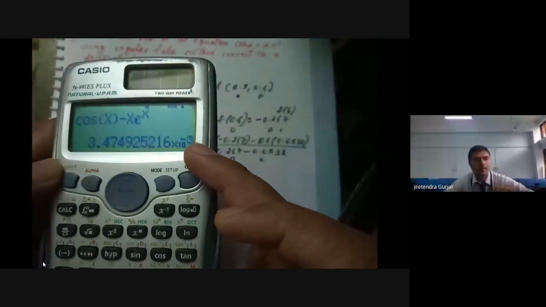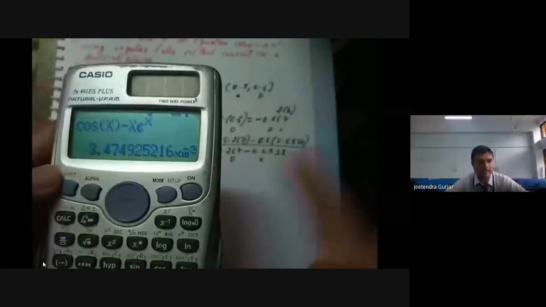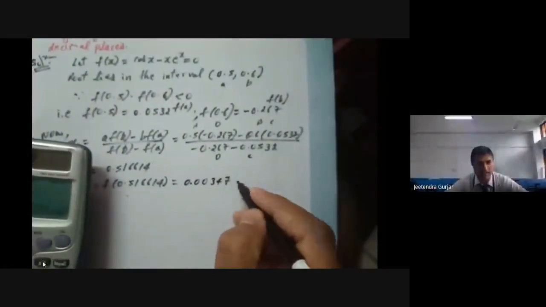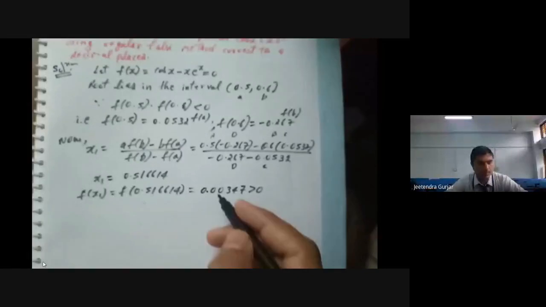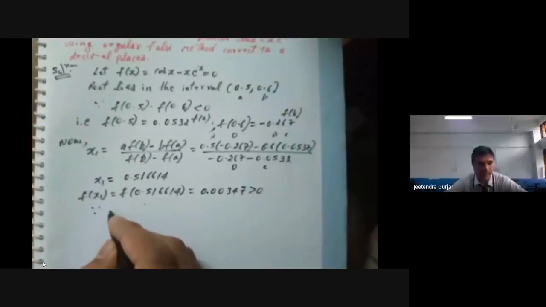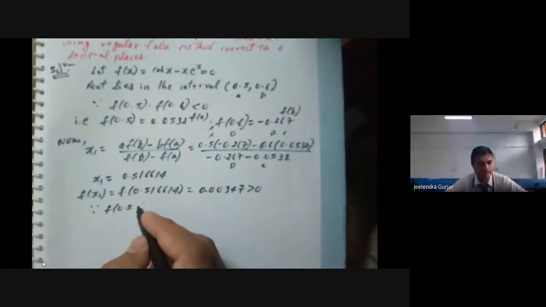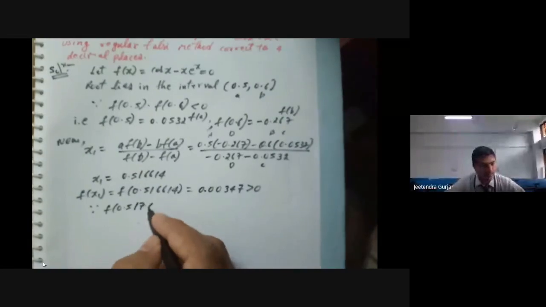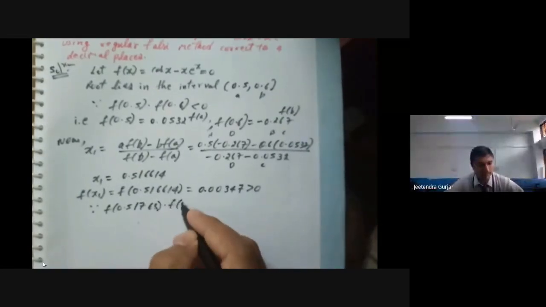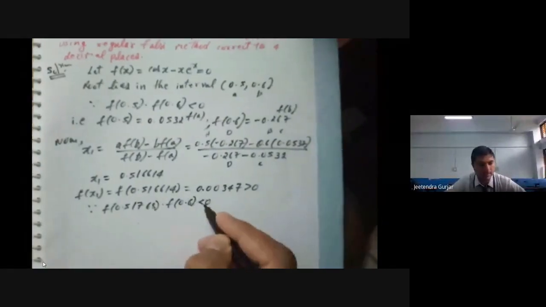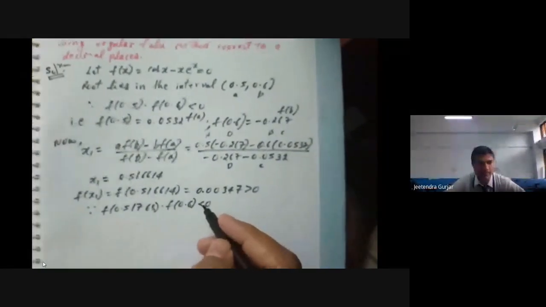Now when you get the screen, you have to write like this. Don't write directly like this. You have to add 3 zeros. That is 0.000347, which is greater than 0. Now this is greater than 0, therefore one is positive, one is negative. So I will take it as f of 0.51768 into f of 0.6, which is less than 0.